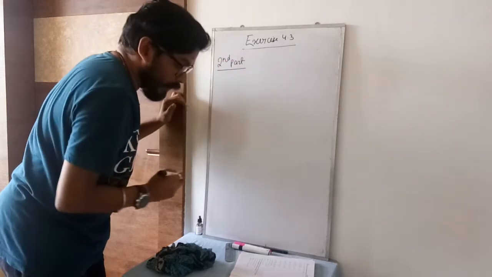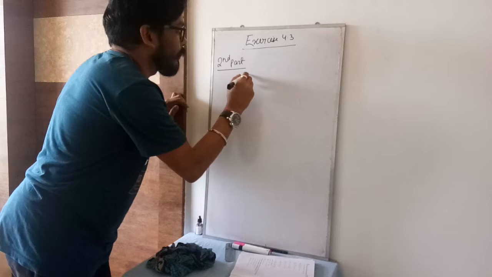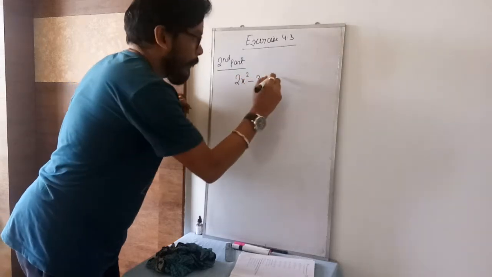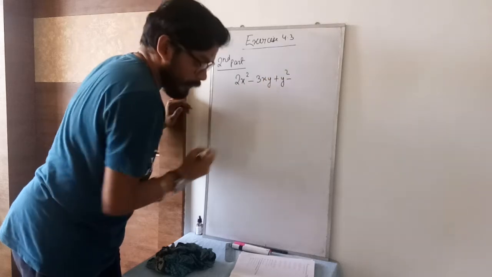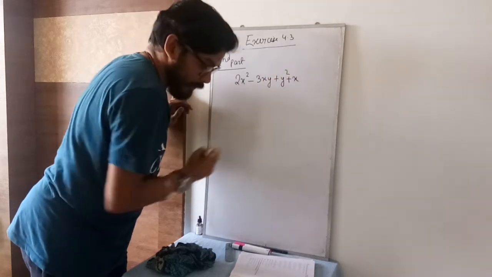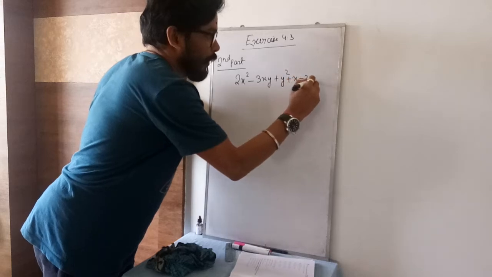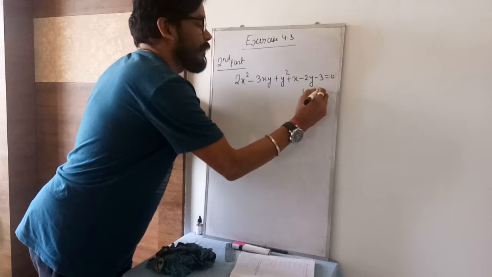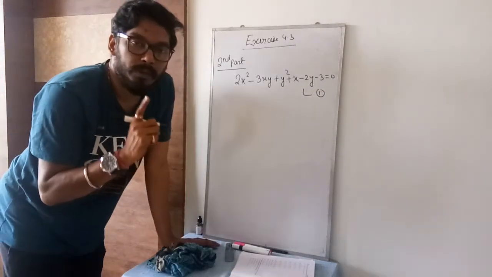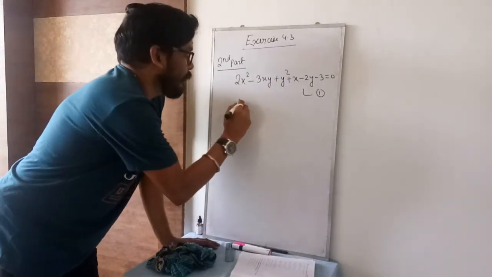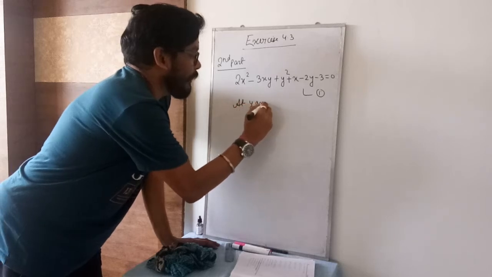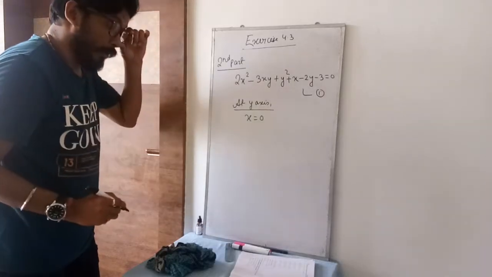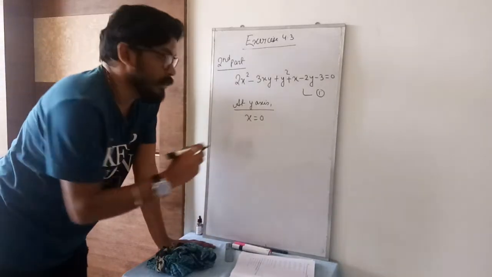So what was your equation given? 2x square minus 3xy plus y square plus x minus 2y minus 3 equal to 0. Okay, this one you can keep as equation 1 only. Now I will find out the coordinate of the point at y-axis. So at y-axis, when I say at y-axis x value is 0. So when a point lie on y-axis, x is 0.